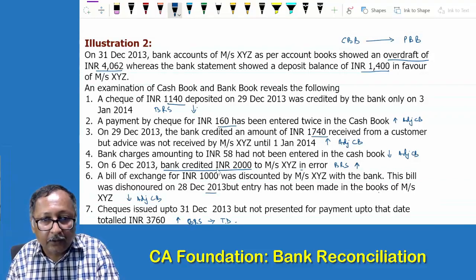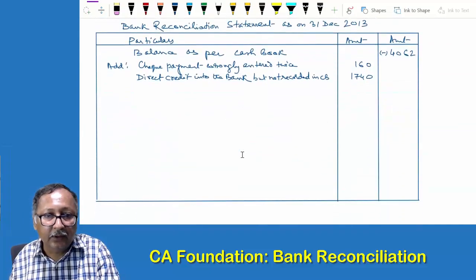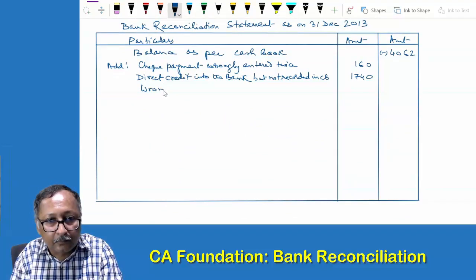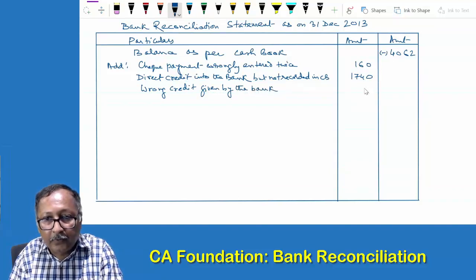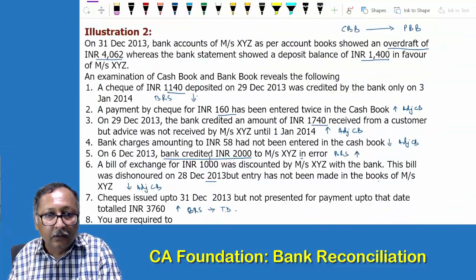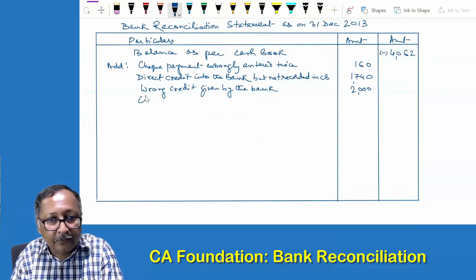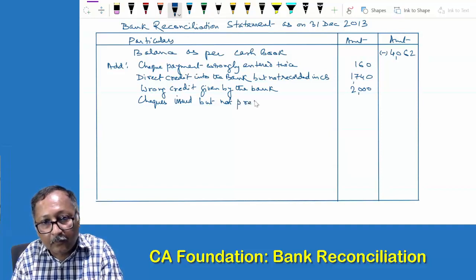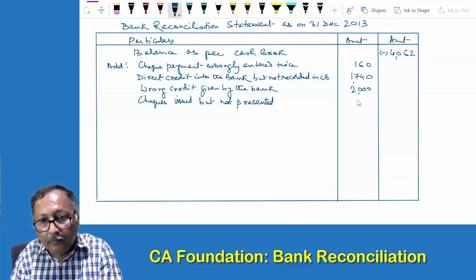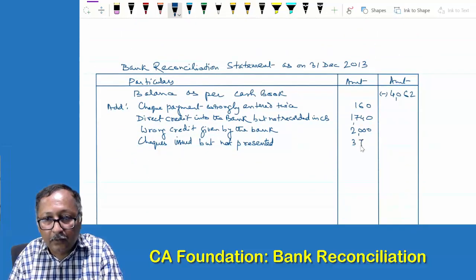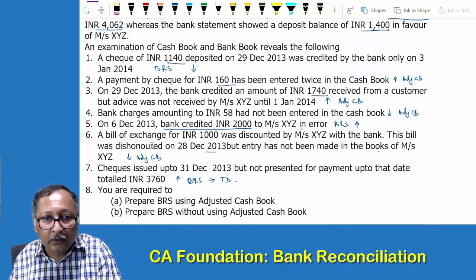Next is 6th December, bank credited rupees 2000 in error. Since bank has credited, you will take the entry in the reconciliation. Wrong credit given by the bank, 2000. Now, what else are there? Check issued but not presented, 3760. That also will come. Checks issued but not presented. Amount is 3760. So we have taken all the items to be added.